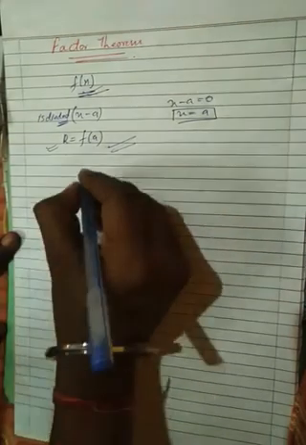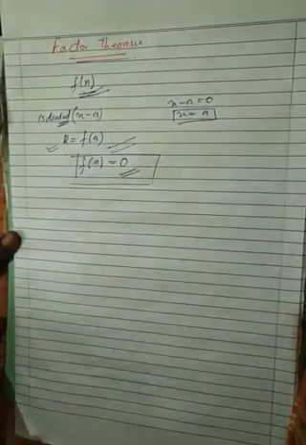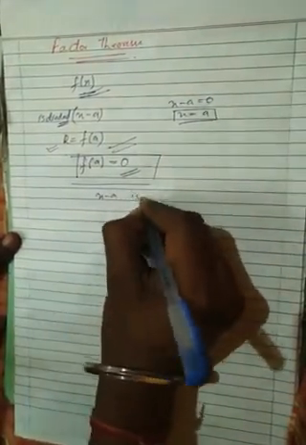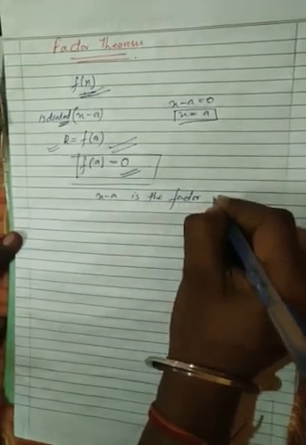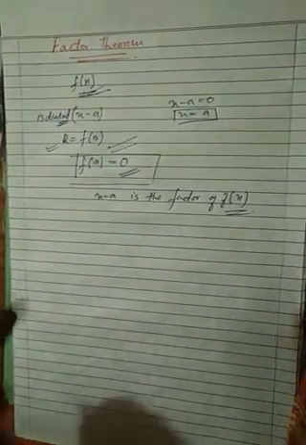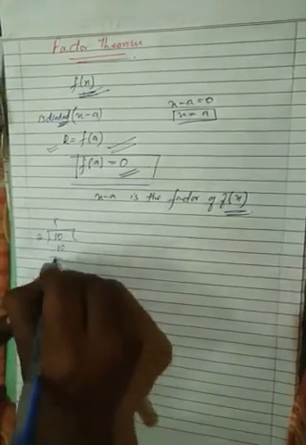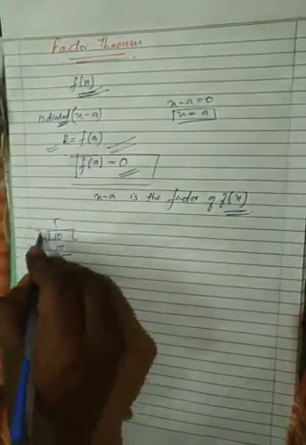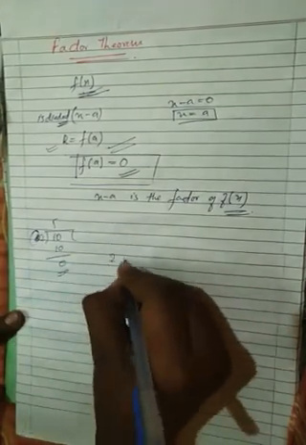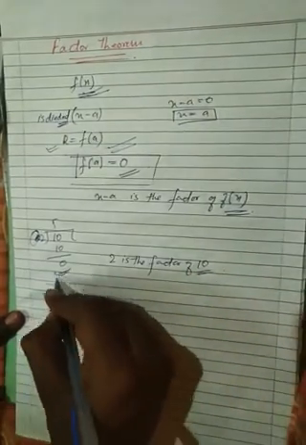Clear or not? Now if f of a is 0, it means the remainder is coming as 0, it means x minus a is the factor of f of x. This is what the factor theorem states. Okay, clear? Simple, like if 10 is a number, if I divide it by 2, 2 5s are 10, what is the remainder coming? 0. It means 2 is the factor of 10. Yes or no? If the remainder is coming 0, it means it is the factor.